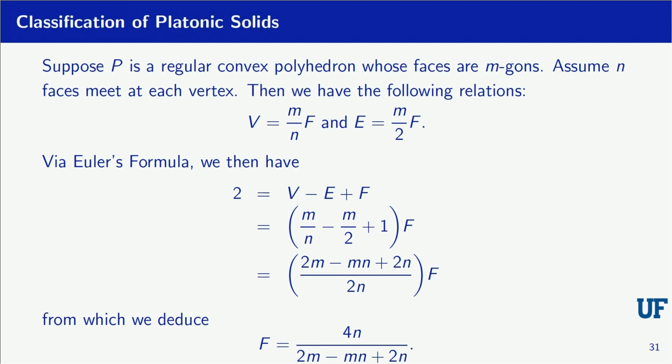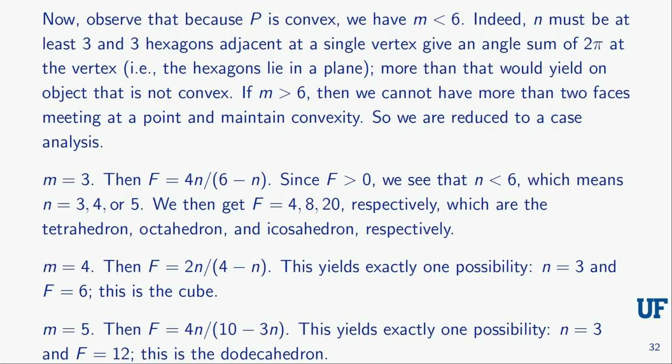This is the way that I decided to do it when I was writing the slides, okay? This is actually ugly. I probably should have done it a different way. If you look at the Wikipedia page, it's cleaner, but I was just doing this off the top of my head. So this is the formula for the number of faces in terms of n, which is the number of things that meet at a vertex, and m, the number of sides on a polygon. Okay? Now, P is convex.